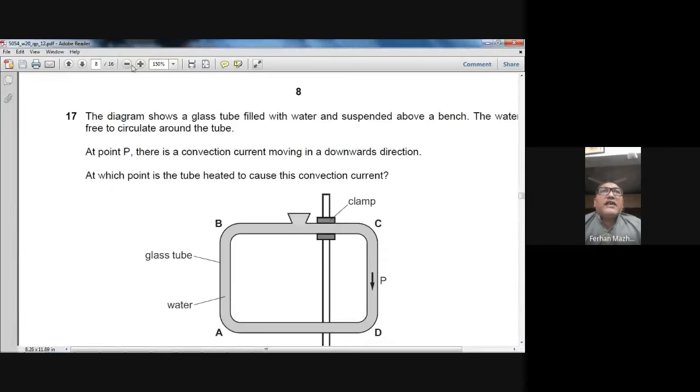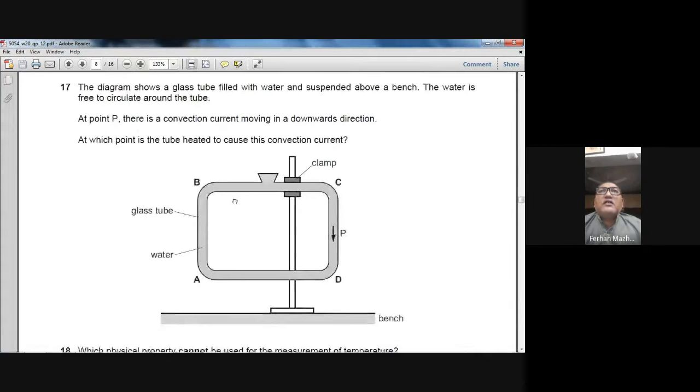Okay, so the next question on your screen, question 17. The diagram shows a glass tube filled with water and suspended above a bench. The water is free to circulate around the tube. At point P, there is a conventional current moving in the downward direction. So this water is basically going down. It means here it's going this way, then it's going upward, and it's circulating in a clockwise manner. Here the conventional current is going downward.